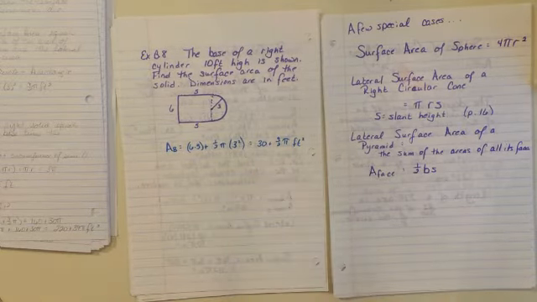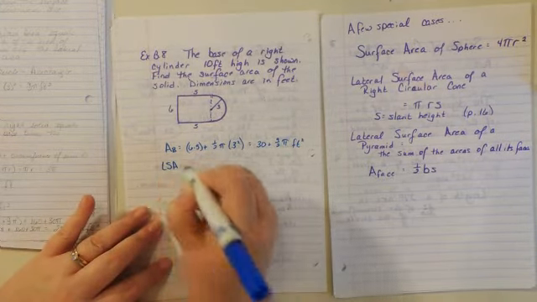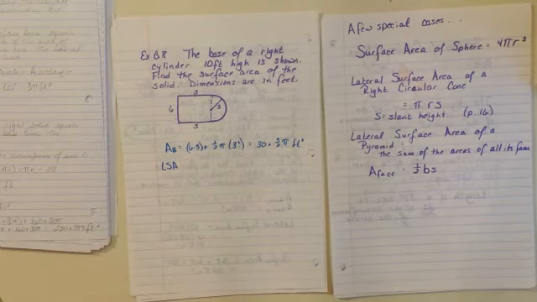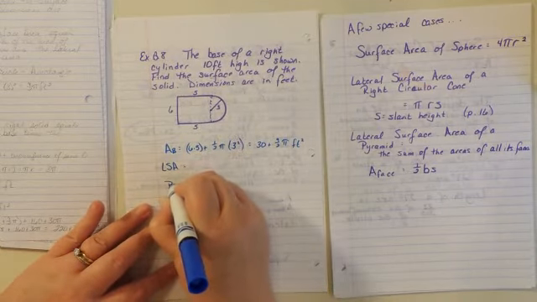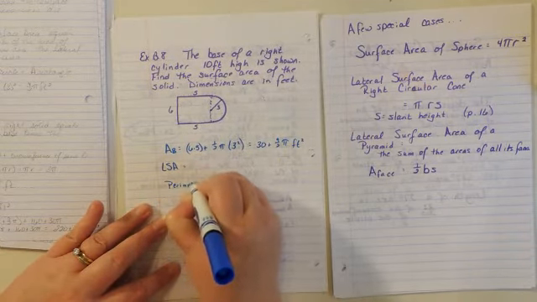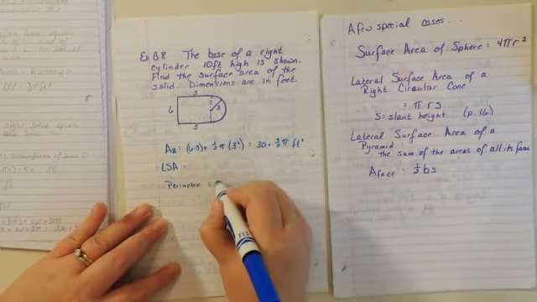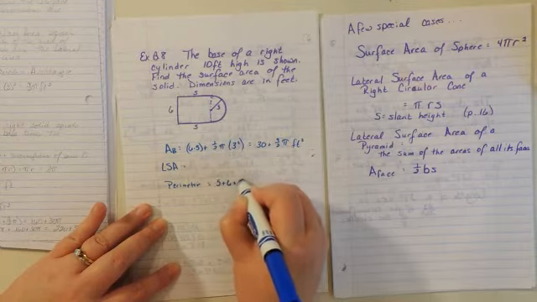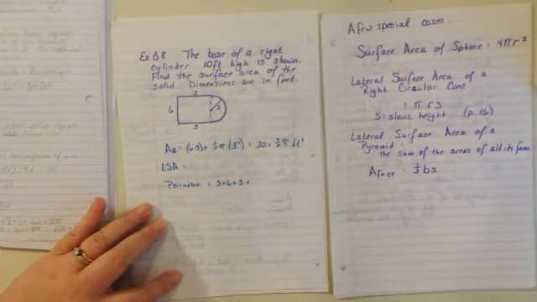And now we need to find the lateral surface area. I'm just going to write LSA. That stands for lateral surface area. So lateral surface area of any right solid equals the perimeter of the base times the height. So now we need to find the perimeter. The perimeter of this base is going to be 5 plus 6 plus 5 plus the circumference of this half circle.